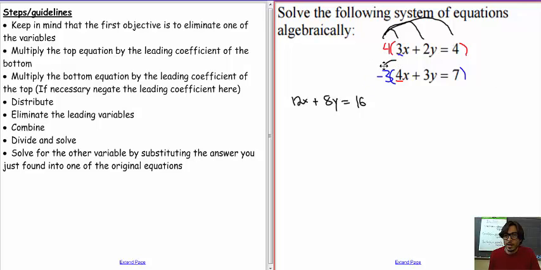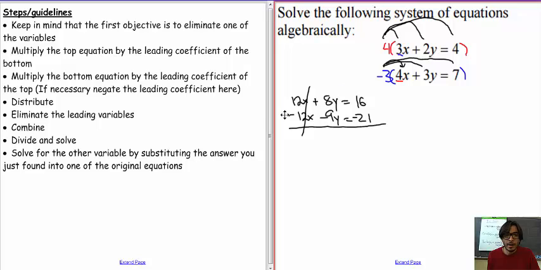And then in the bottom, we got negative 3 times 4x, that's negative 12x. Negative 3 times 3y, that's negative 9y. And then we got negative 3 times 7, that's negative 21. So what will happen is the leading variables will be eliminated. One is 12x, the other is negative 12x, so they cancel out. That's why I was very adamant about, in the beginning, making sure that these leading coefficients have opposite signs.